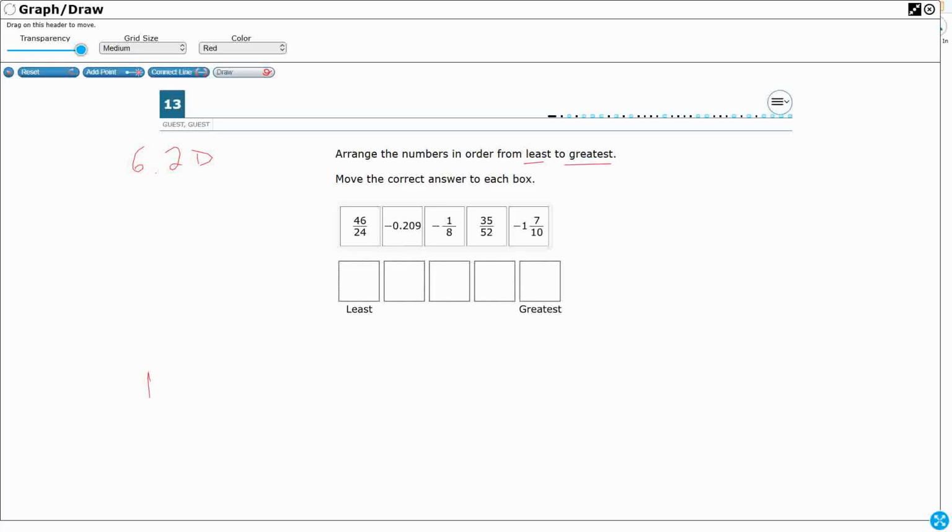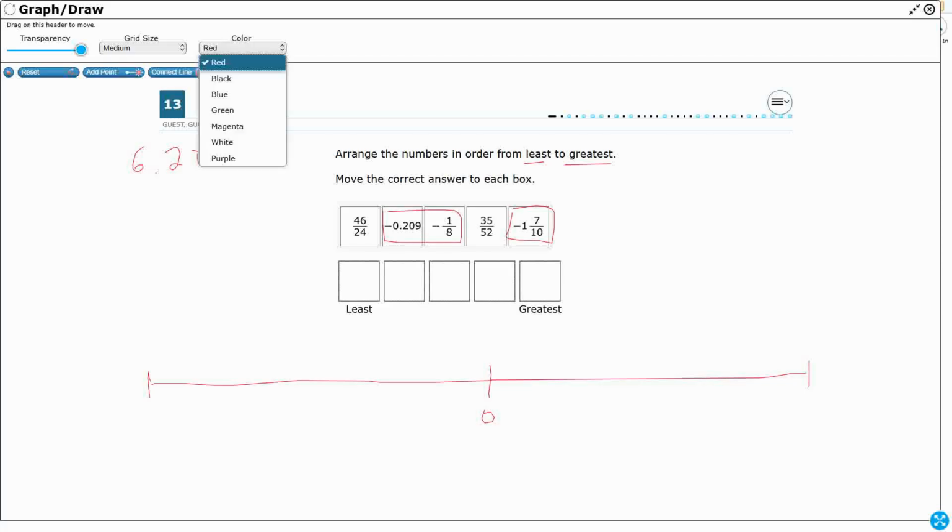All right, so I'm going to draw a number line here. I see negatives and positives. I'm going to put my 0. All right, so I'm going to at least put my negatives. I'm going to put them in red. So they're coming over here to the left of 0. And I'll put these two positives in blue. They're coming to the right of 0.